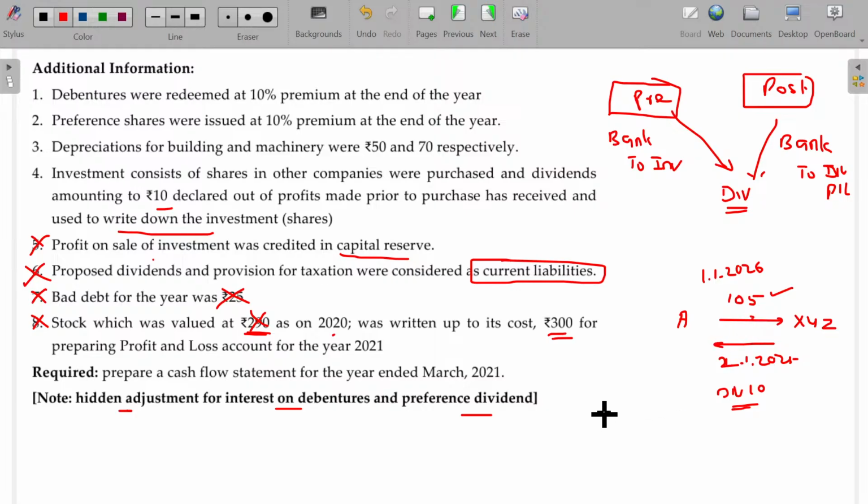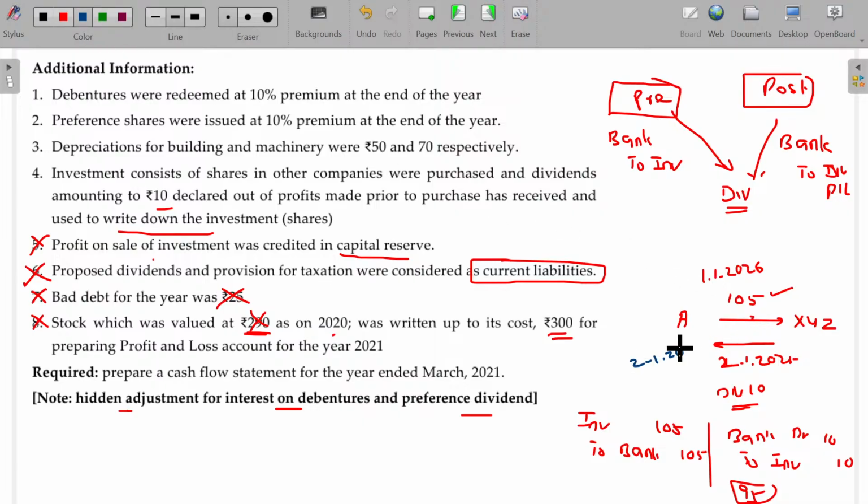So while paying, the journal entry is investment account debit to bank, the payment being 105. And a day later, when he receives the dividend, it's nothing but the investment being returned back. So the entry is bank to investment. Thereafter, the investment value is only 95 in your books. But instead of 2/1/25, it is 2/1/2026. Okay, this is 26, it's 27.